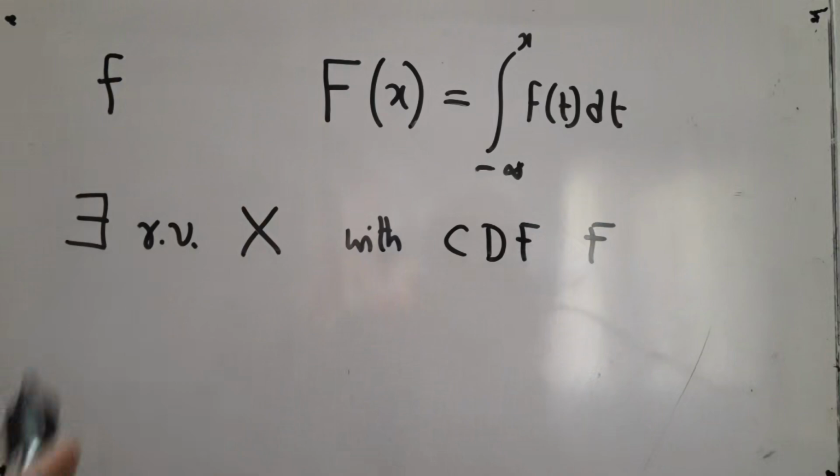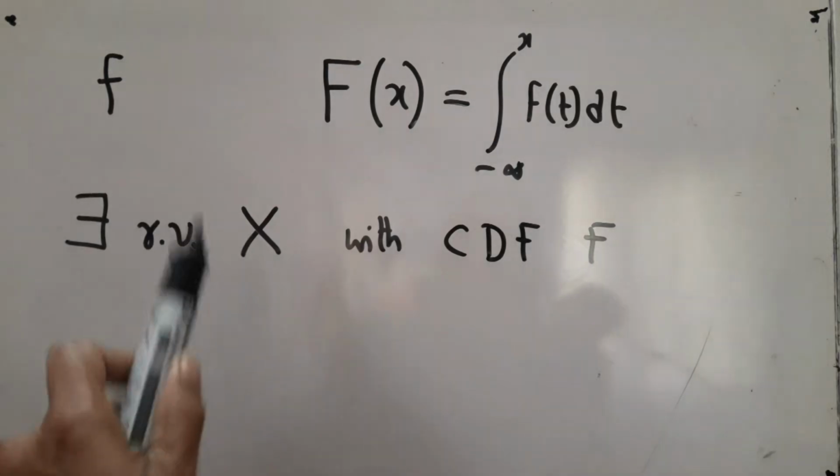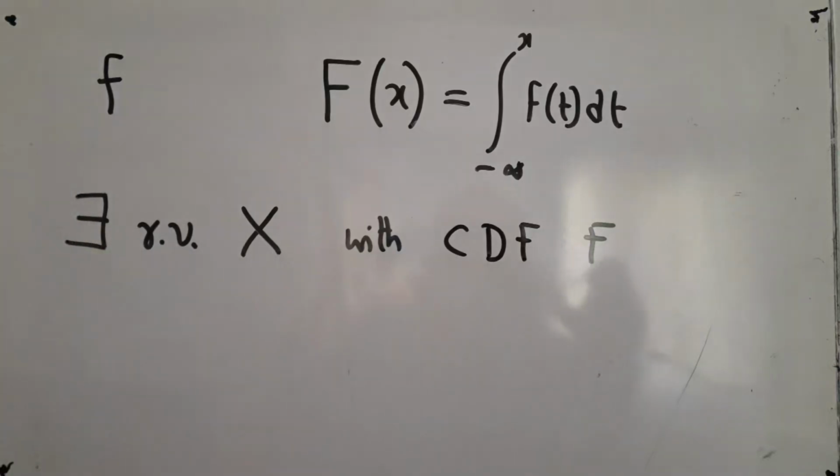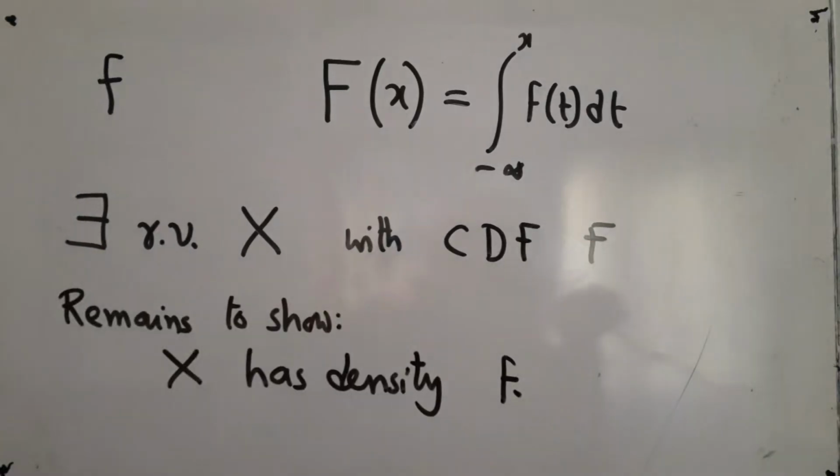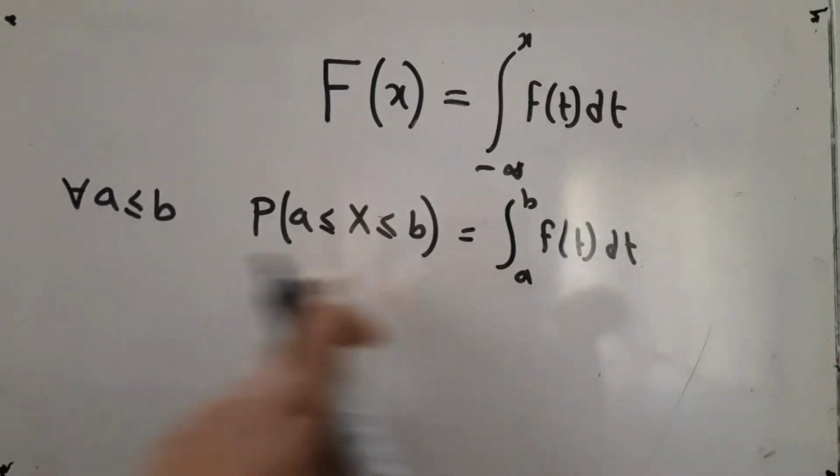When I say there exists a random variable X, I mean there is a probability space together with a random variable defined on it with this property. Now, the proof will be complete once I show that this F will have density little f. In order to prove this, I will just write down what is meant by X has density f. This is what we have to show.